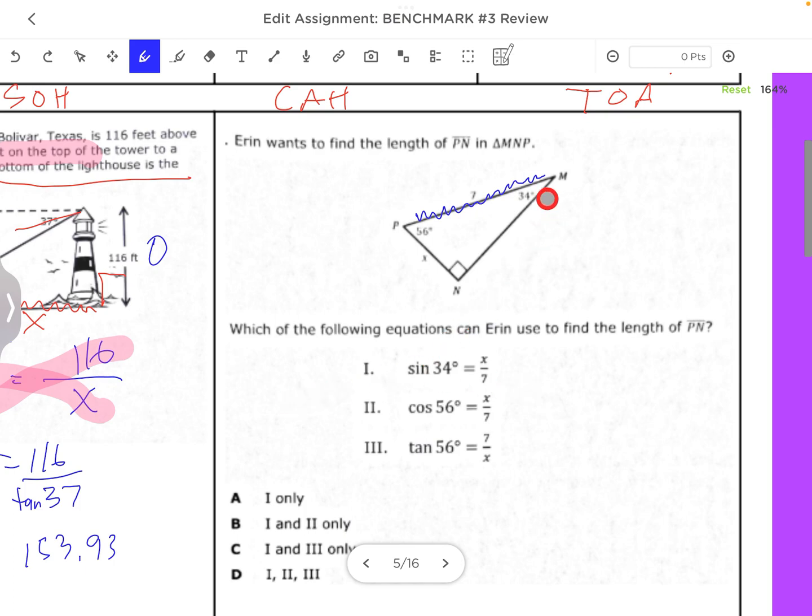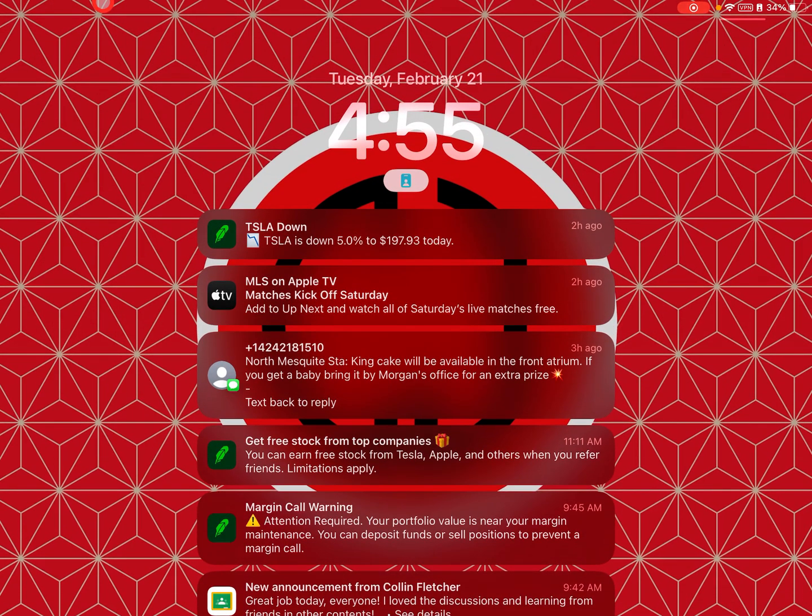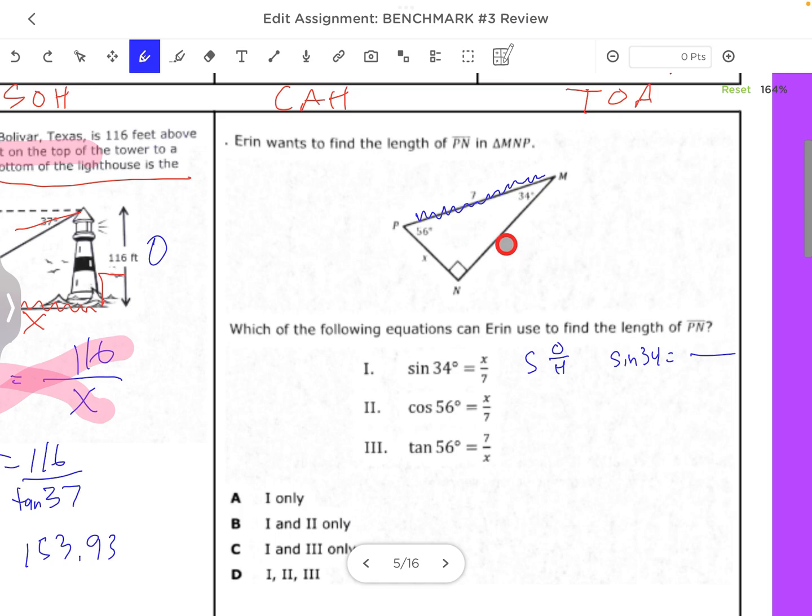Sine of 34. Sine we know is opposite over hypotenuse. So sine of 34 would be equal to, from the perspective of 34, opposite over hypotenuse, so x over 7. And that is true. Good. Let's look at cosine. We said cosine is adjacent over hypotenuse, right?